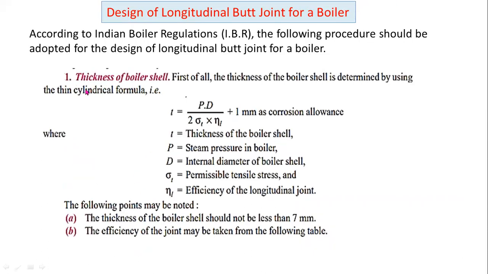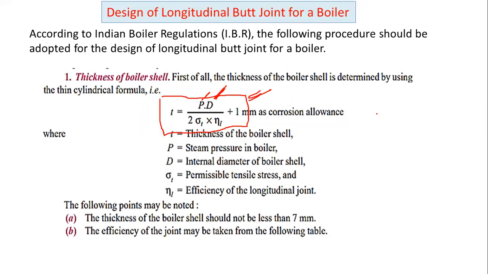According to the Indian Boiler Regulations, the following procedure should be adopted. This formula is used for determining the suitable thickness of the plates, boiler plates or boiler shells: t equals PD by 2 t sigma L plus 1 mm. Here P is the maximum internal pressure in the boiler. Capital D is the internal diameter of the boiler.